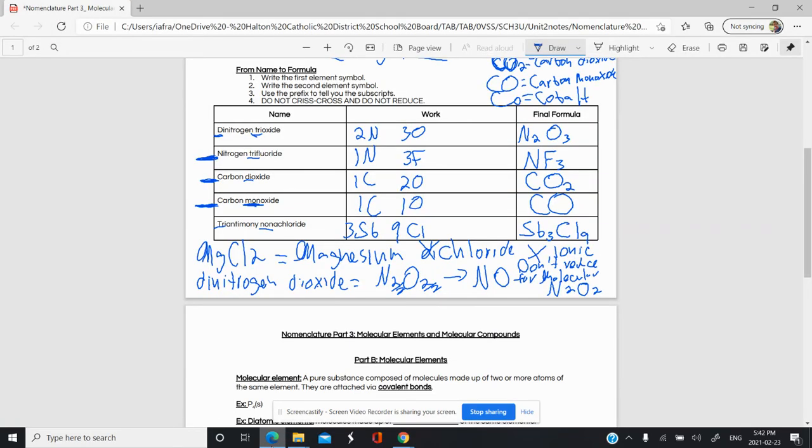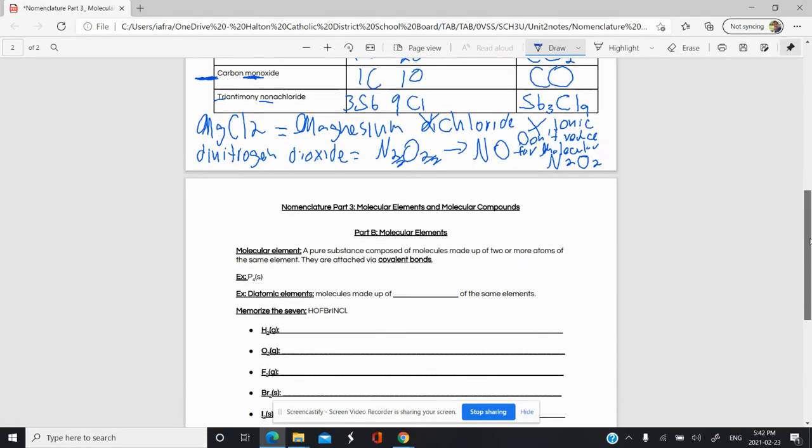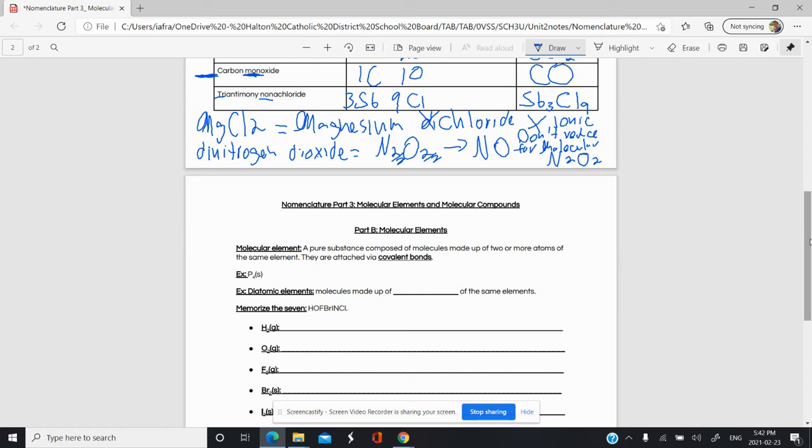In this video, we're going to take a look at molecular elements. Molecular elements are pure substances and they're molecules made up of two or more atoms of the same element. For example, here we have P4 solid. This is several atoms of the same element connected together. You might also have another example like S8 solid, which is several sulfur atoms connected together. It's called a molecular element because it's the same element connected to each other.